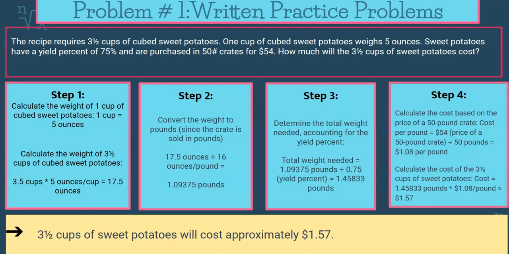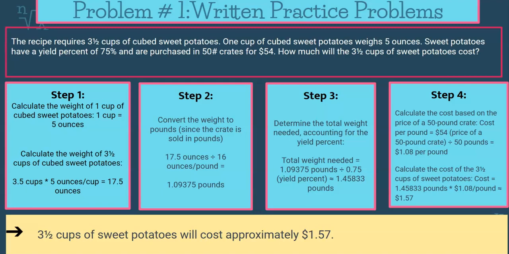All right. Now you're going to determine the total weight needed, accounting for the yield percent. So you're going to take your answer from step 2, the 1.09375, and you're going to divide by your yield percent of 75% as a decimal. And so divide by 0.75, and you get 1.45833 is how many pounds of the sweet potatoes you're going to need for the recipe.